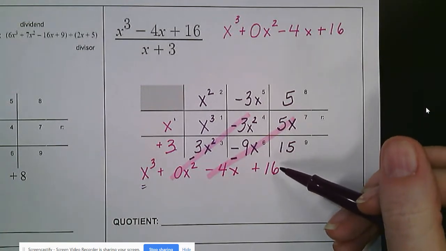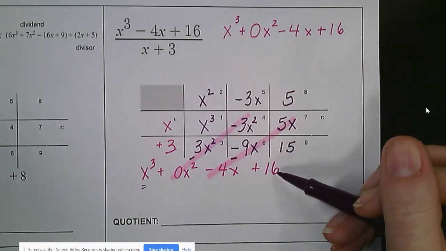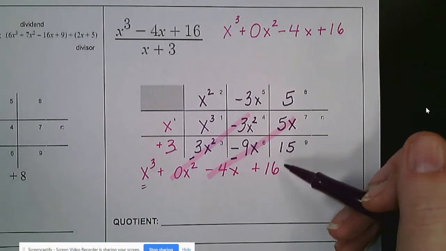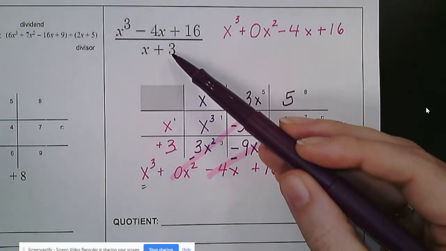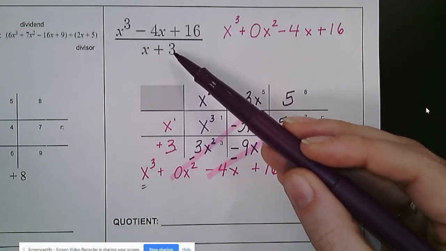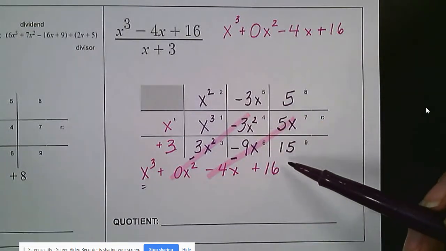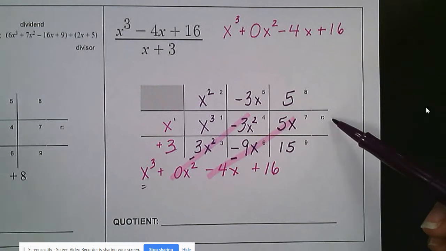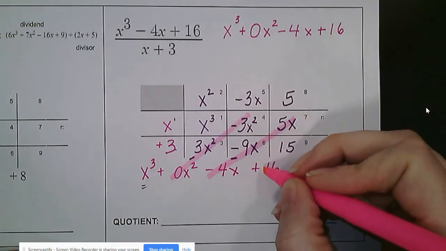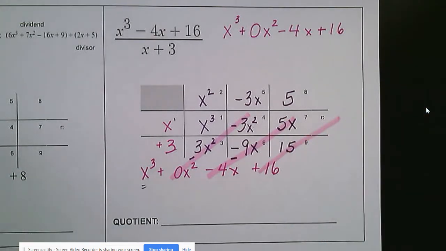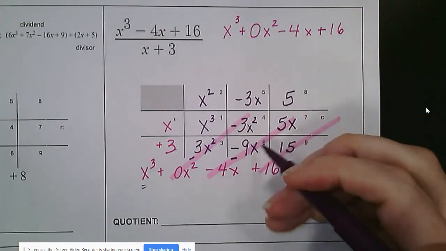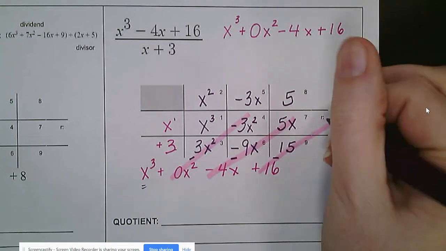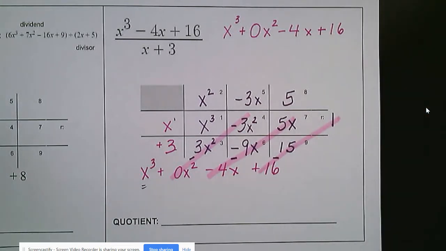Now, we've mentioned before, these two should be the same number if your divisor went in evenly or if it was a factor. Well, in this case, it's not. They're not the exact same number, which means I have a remainder. So we're going to do the same operation we did with those other diagonals. We're still going to subtract. So 16 minus 15 gives me a remainder of 1.